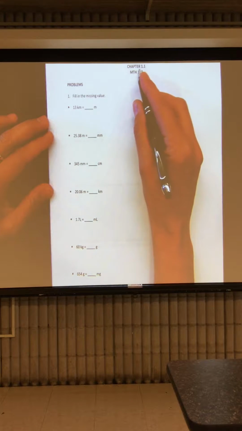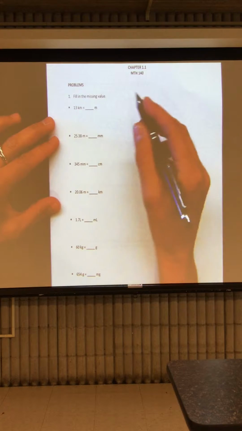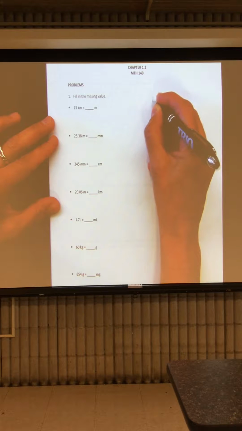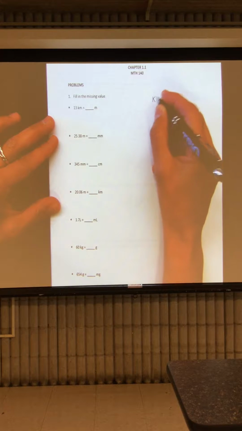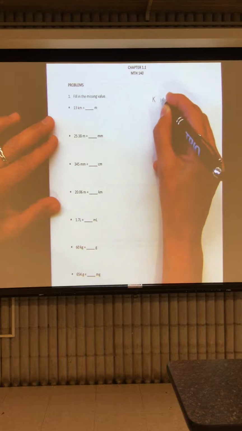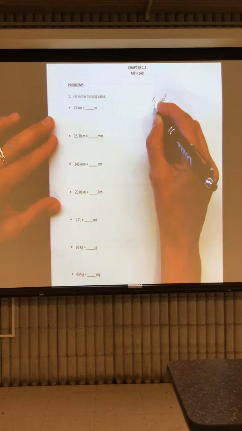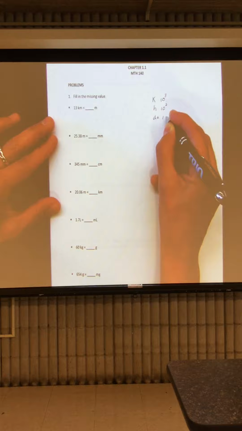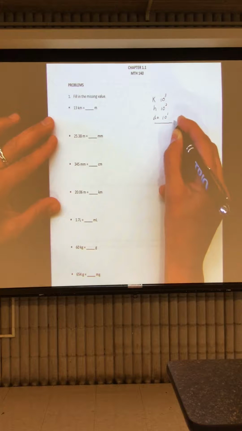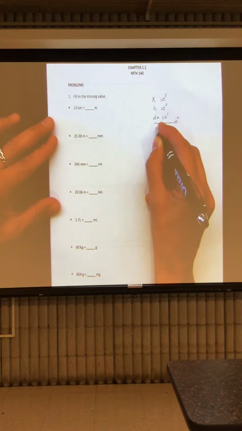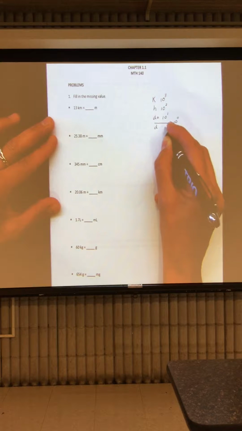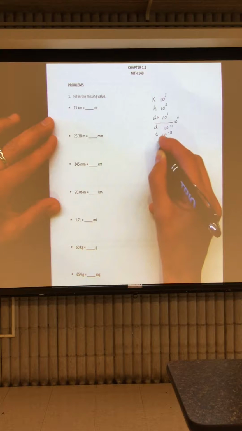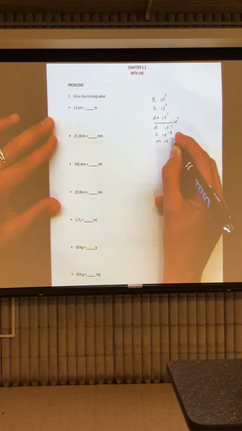Let us begin with Chapter 1, Section 1, filling in the missing value. Before we fill in the missing value, let us write down our unit prefixes from larger to smaller. So remember that kilo is 10 to the third, hecto is 10 to the second power, deca is 10 to the 1 power. We have our baseline of 10 to the 0 power, and now we have our smaller numbers. Deci, 10 to the negative 1, centi, 10 to the negative 2, and milli, 10 to the negative 3.